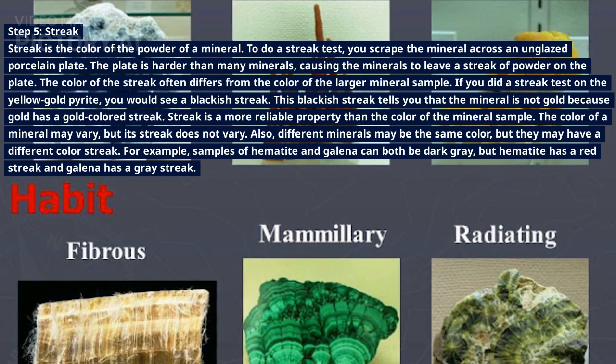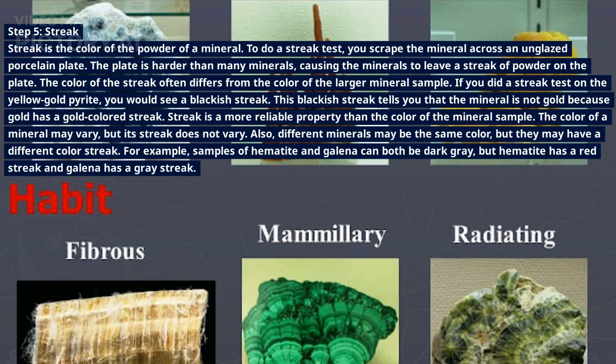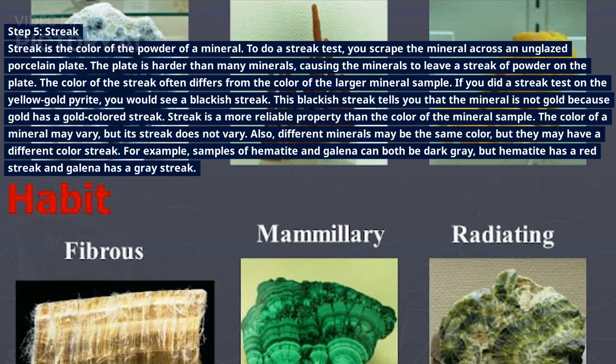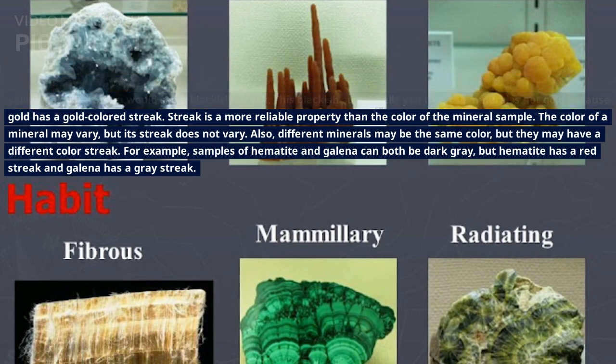The color of a mineral may vary, but its streak does not vary. Also, different minerals may be the same color, but they may have a different color streak. For example, samples of hematite and galena can both be dark gray, but hematite has a red streak and galena has a gray streak.